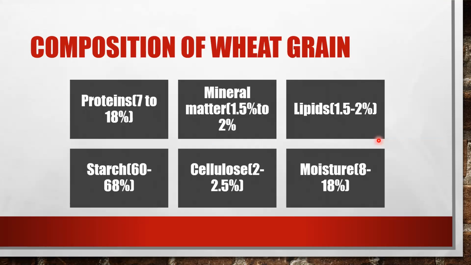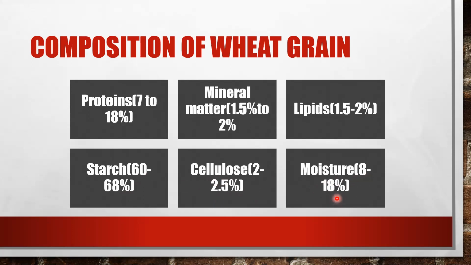If we see the composition of the wheat grain, it constitutes proteins about 7 to 18%, mineral matter 1.5% to 2%, lipids 1.5 to 2%, starch 60 to 68%, cellulose 2 to 2.5%. Moisture varies from 8 to 18%, the mean water content of the grain.